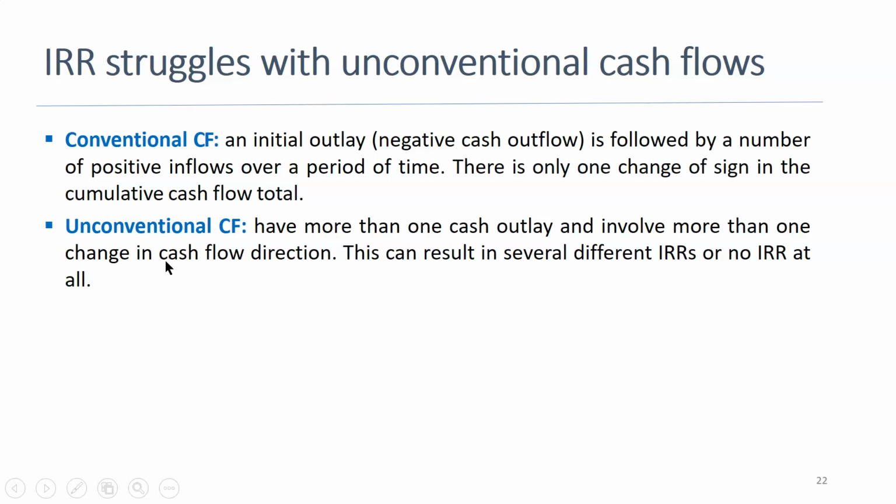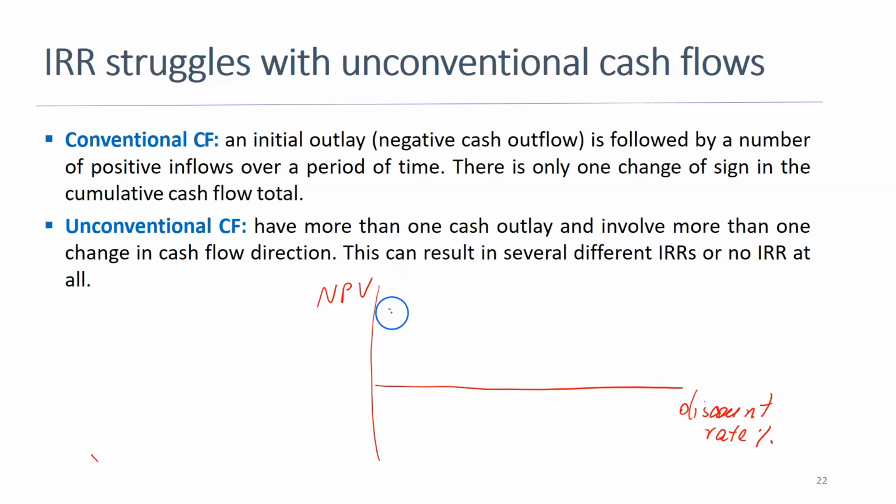The problem is, this type of unconventional cash flows, which can be positive and negative throughout the life of the project, can result in several different internal rates of return or no internal rate of return at all. Remember, in order to calculate net present value, if we have net present value along the vertical axis and the discount rate along the horizontal axis, we rely on the fact that the net present value graph crosses the horizontal axis at some point, which is our IRR. But what if our net present value looks like that?